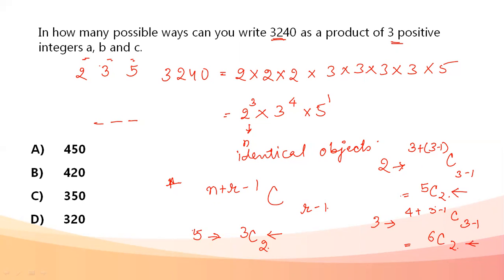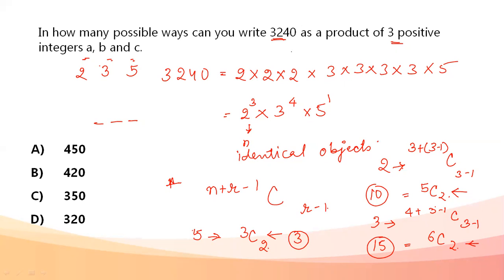When we solve this, 5C2 is actually equal to 10. 5 factorial divided by 2 factorial, 3 factorial. 6C2, 6 factorial divided by 4 factorial, 2 factorial becomes 15. Now 3C2, when we solve this, comes out to be 3.